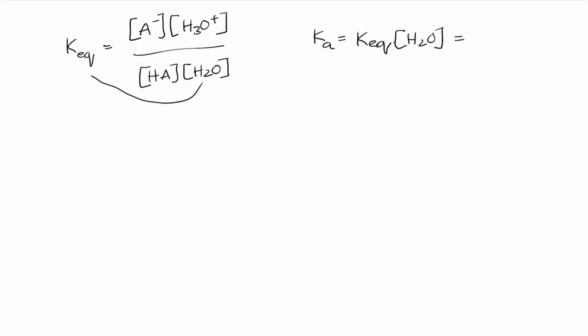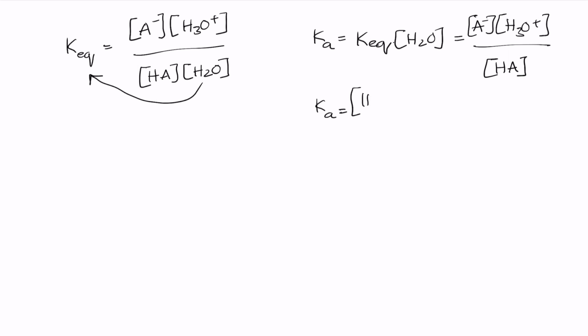Whatever is left will become your answer: A minus times H3O plus over HA. Notice that the main values that decide Ka are the concentrations of A minus, H3O plus and HA. This value is a constant. Ka is very high for strong acids.